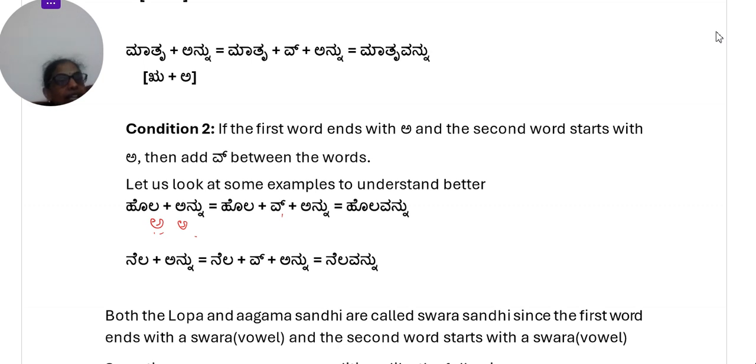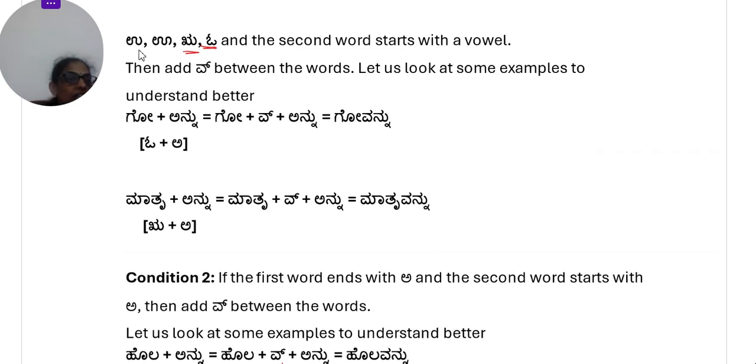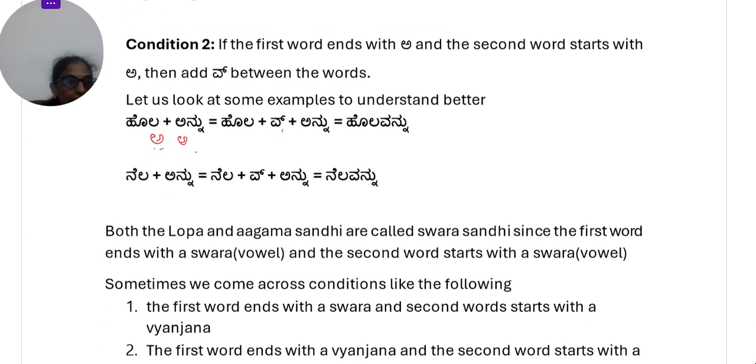If the first word ends with any of these swaras, then we will add ya in between. Then when to add va? Va has two conditions. One is if the first word is ending with a and the second word is starting with a, then also we will put va. And then there is this condition here: if the first word is ending with u, ru and o. There are a lot more conditions, but these two are the most important conditions. That is why I have listed them here.